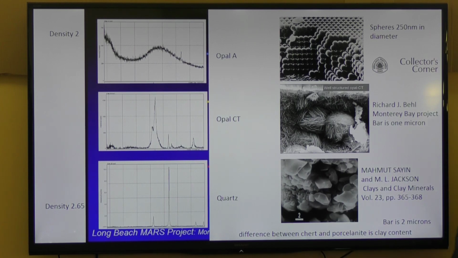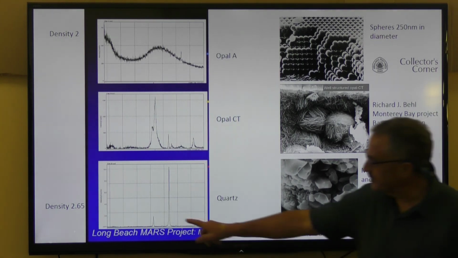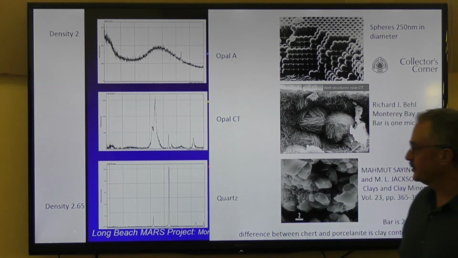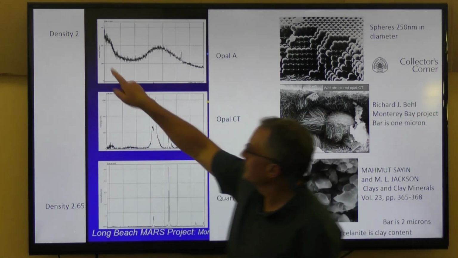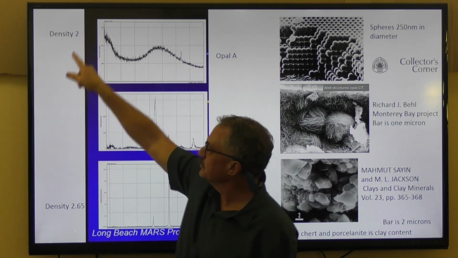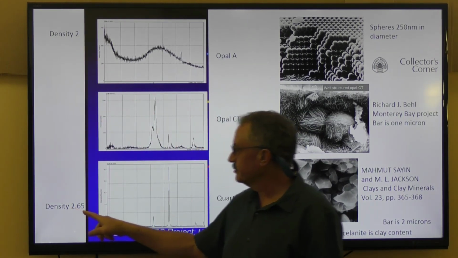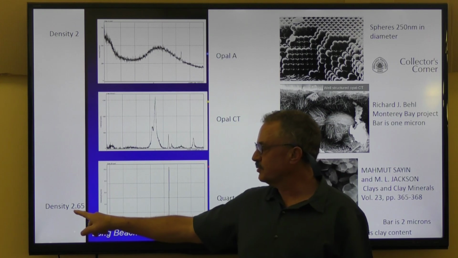The crystal size is smaller than a micrometer. Cryptocrystalline is the word some people use. It's big enough that they can get a good X-ray spectrum. One thing I want you to notice, the density of the opals too, for the chert or quartz is 2.65.